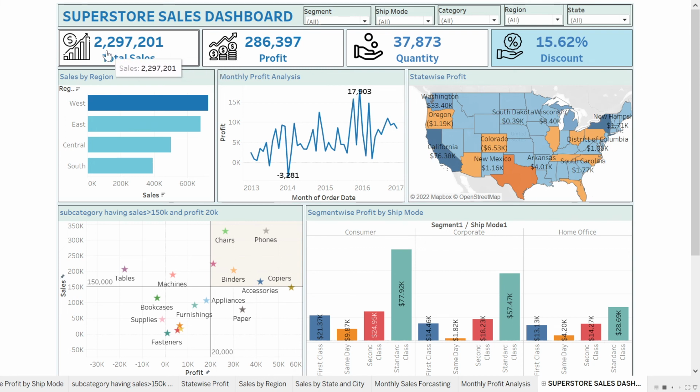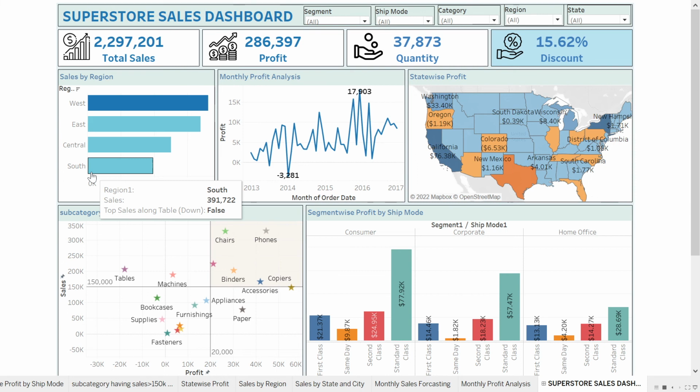are almost 22 lakh 97,201, and the total profit recorded is 2,86,397, and the total quantity recorded is 37,873. And after that I created how much discount they provided, and the total discount was 15.62%. Below are 6 graphs which I have created to analyze profit and sales.